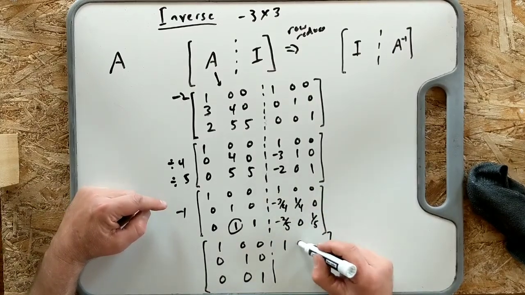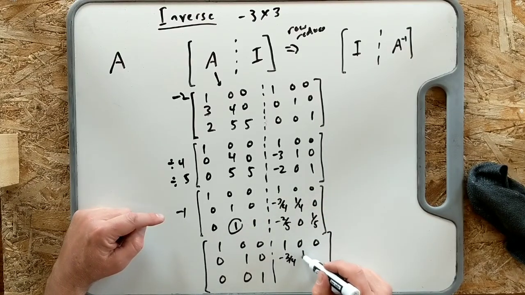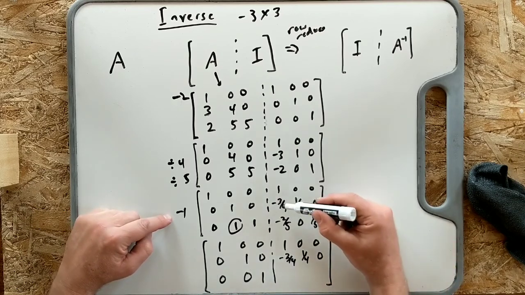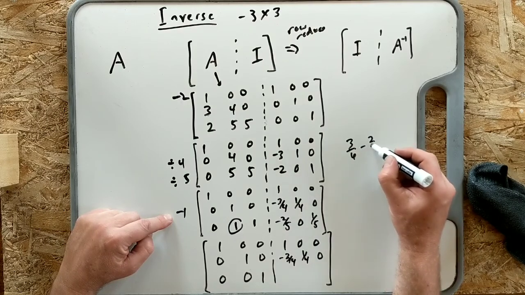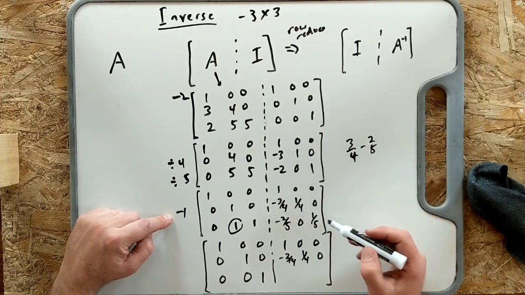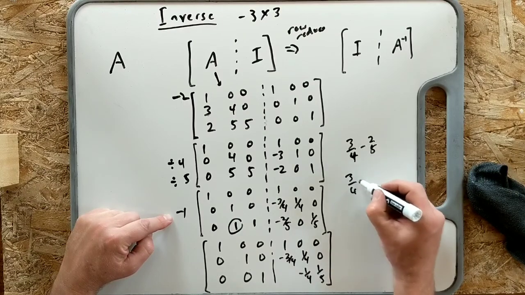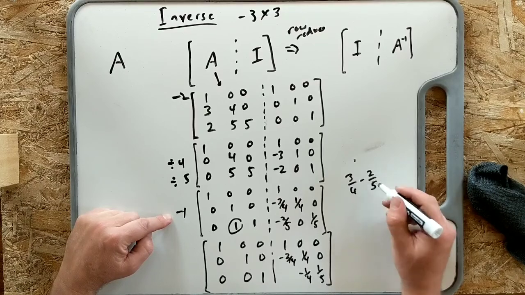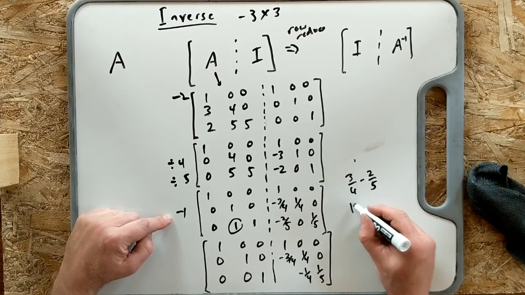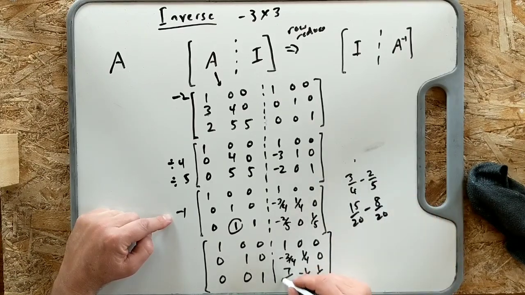I get still 1, 0, 0. This stays the same, -3/4, 1/4, 0. And the bottom one becomes 3/4 minus 2/5, which is horrible. I'll leave that for a second. This one is just -1/4 plus 0. This is 0 plus 1/5, which is 1/5. So all I have to do is 3/4 minus 2/5. Common denominator of 20 will give me 15/20 minus 8/20, or 7/20.